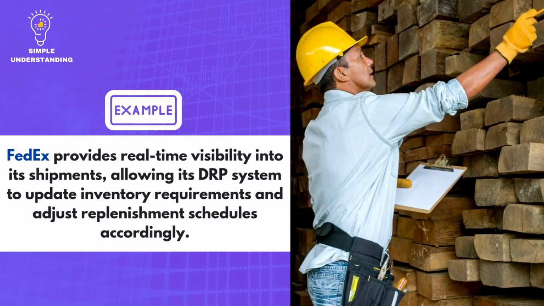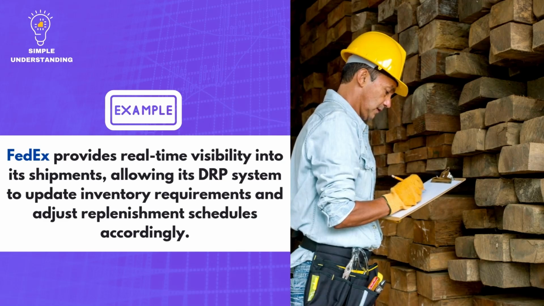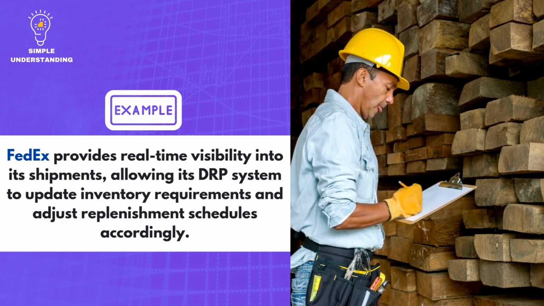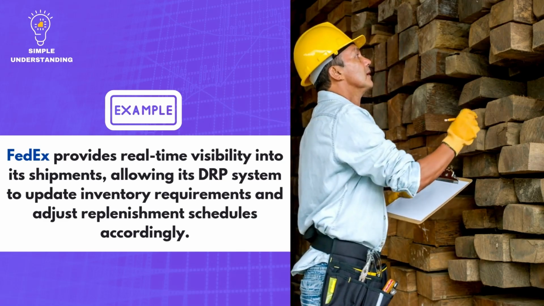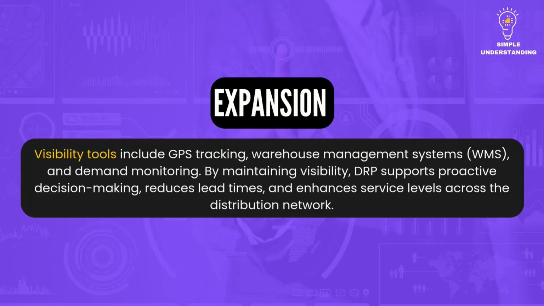Real company example. FedEx provides real-time visibility into its shipments, allowing its DRP system to update inventory requirements and adjust replenishment schedules accordingly. Expansion. Visibility tools include GPS tracking, warehouse management systems, WMS, and demand monitoring. By maintaining visibility, DRP supports proactive decision-making, reduces lead times, and enhances service levels across the distribution network.